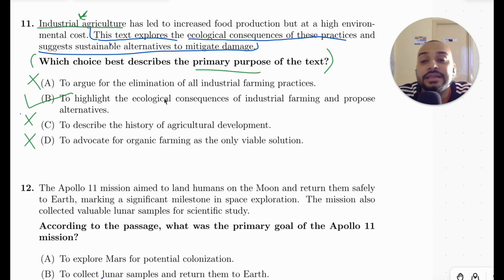So whenever you see these kinds of passages, make a separate note about this. Whenever you see passages where the author or text makers have already mentioned what the main purpose of the text is, pick the answer directly from there. You don't need to think twice for that. So option B is the correct one. Okay.